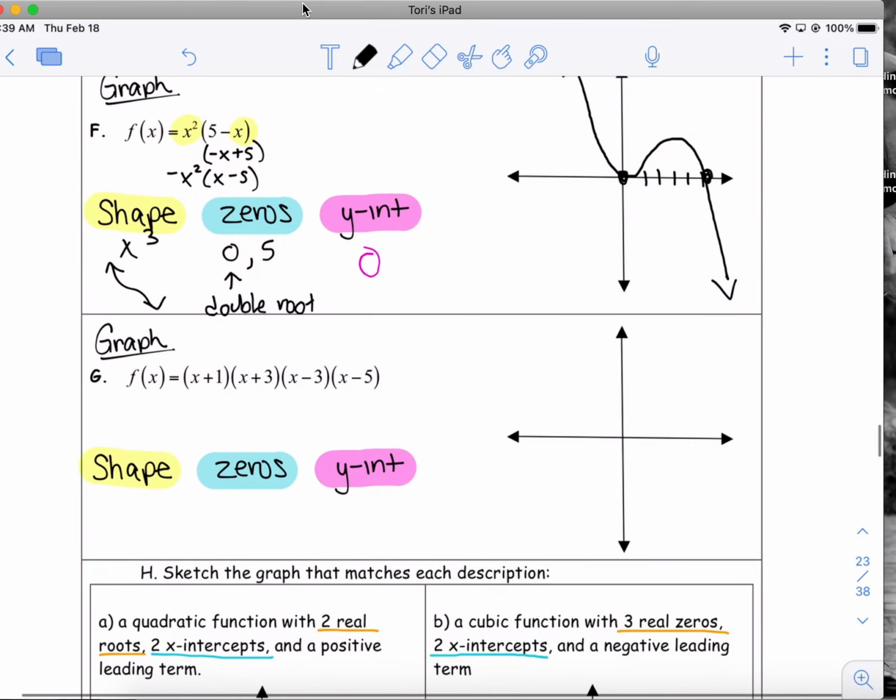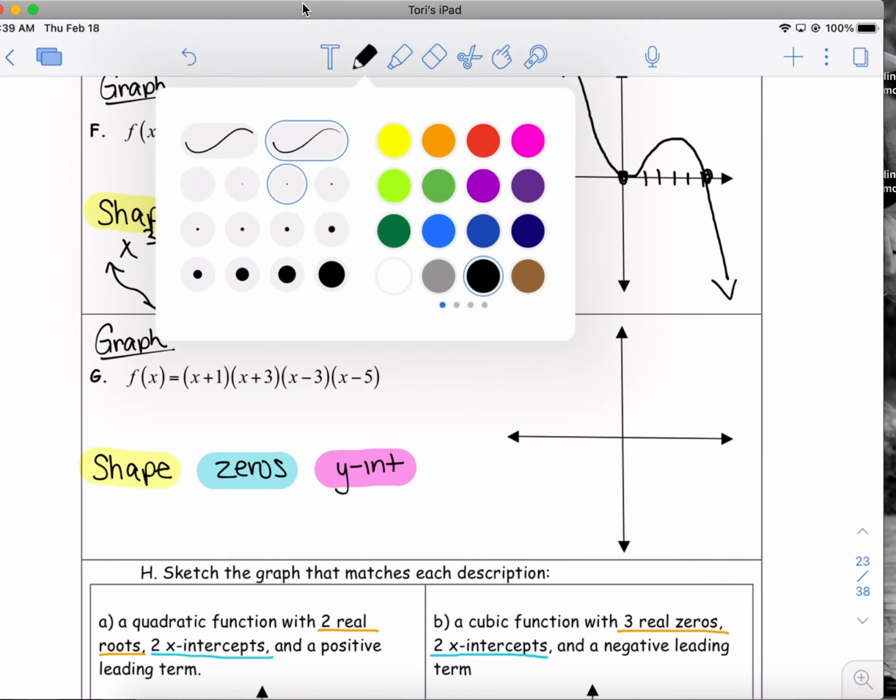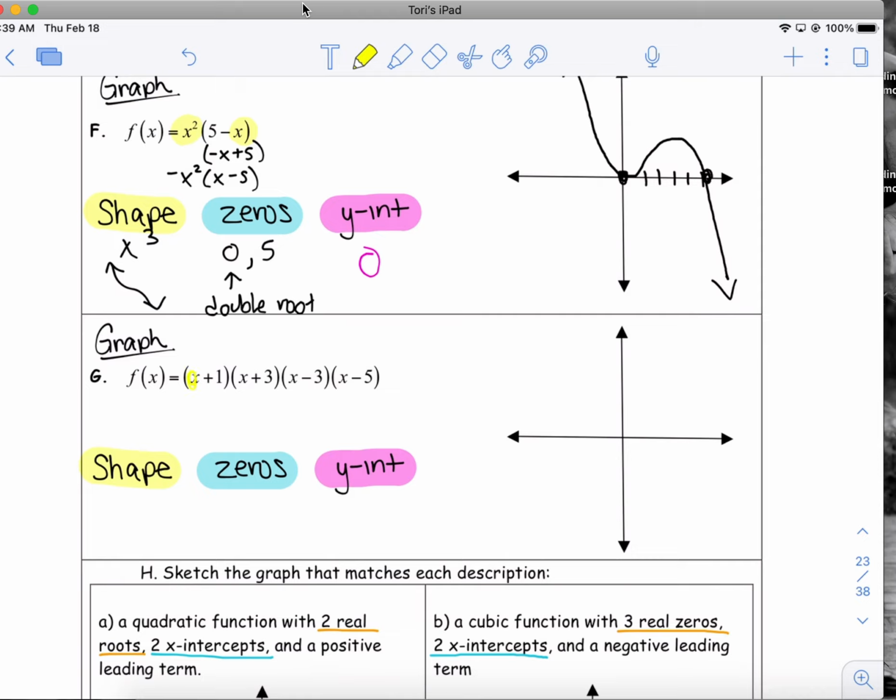So looking at G. G is already completely factored for us, which makes your life so much easier. We have to count up how many x's we have. So I got 1, 2, 3, 4. So we're looking at like an x to the 4th here. X to the 4th, if it has a positive leading coefficient, is going to look something like a w. So let's look. All of these x's are coming out positive, so I definitely am going up and up.